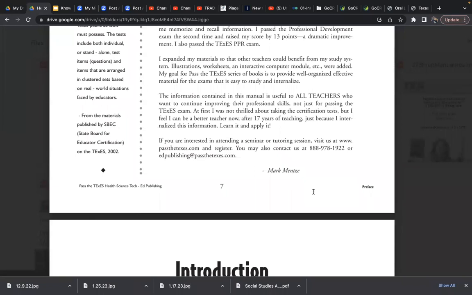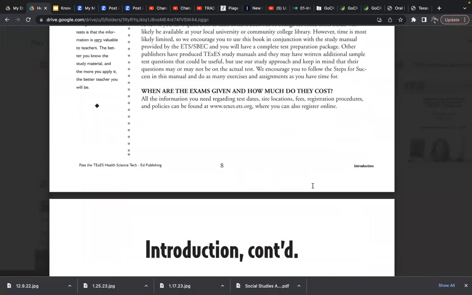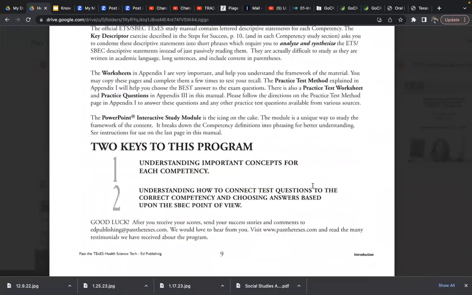But for the purposes of the exam, you really have to have a solid overarching knowledge of the basics. And this manual does a really good job. I think it does a better job than the Mometrix, which is another brand of study guides.